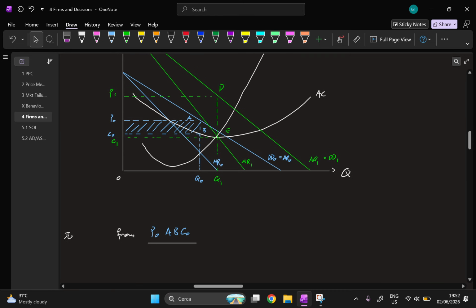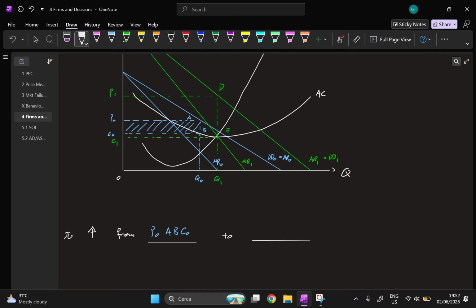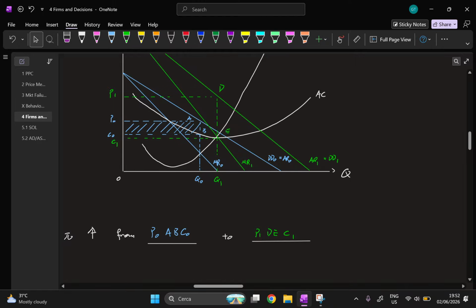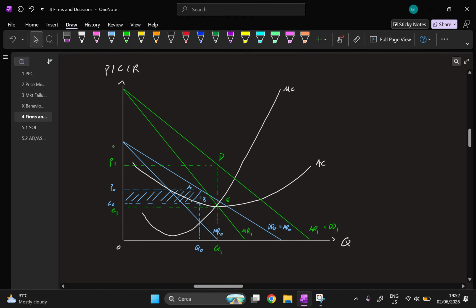So therefore, when demand increases, MR and AR will increase. Profit increases from P0, A, B, C0 to this new larger rectangle here, P1, D, E, C1. And to do a final check, make sure the diagram is correct. Make sure that on this axis, I have P1, P0, C0, C1 in this order. And lastly, please check that your Q1 is indeed larger than your Q0, as it is supposed to be.